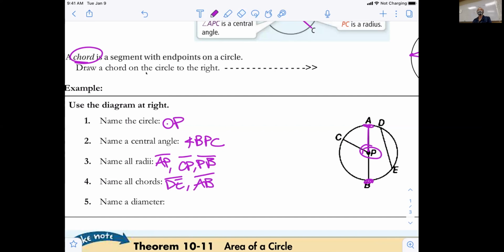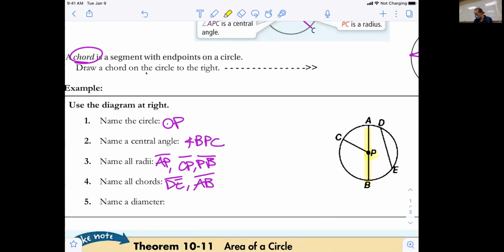Now I have to name the diameter. What's my diameter? Cooper? Is it what? The radius goes only halfway through the circle from AB. Very good. The diameter goes all the way through the circle. It goes through the center and it has points that are on the outside of the circle.